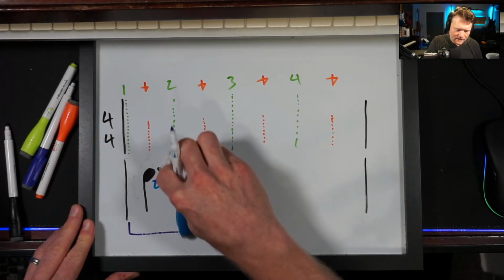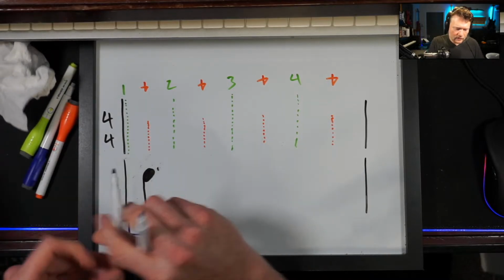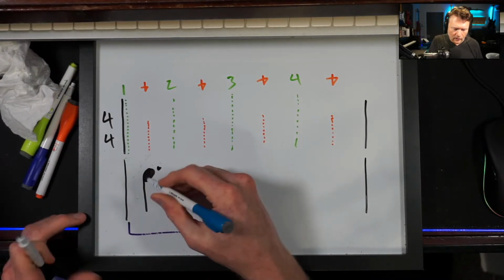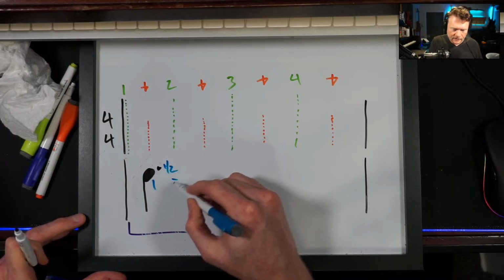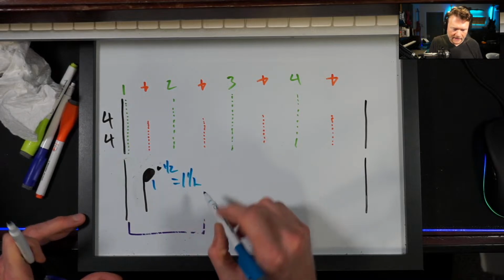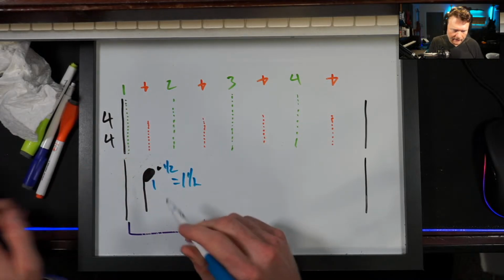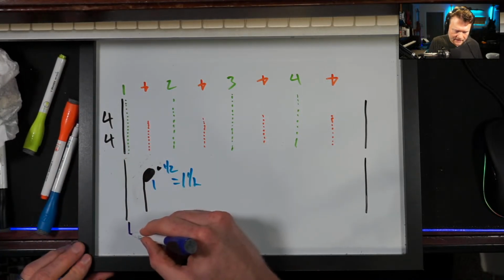I'm thinking of dotted half notes. We have our quarter note, which is worth 1 beat, and then half of 1 is a half. So this is worth 1.5 beats. Again, 1.5. Our same distance is happening here.